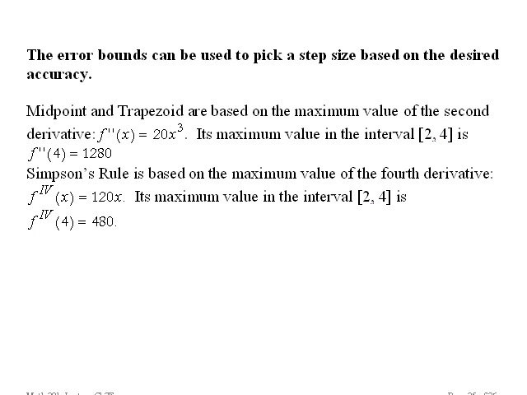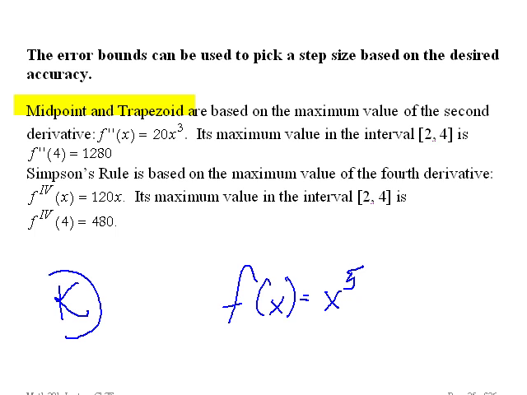So this is how we do it. If you remember, for the midpoint and trapezoid rules, the error was based on the second derivative. So we start with a function. In this case, we're doing the same function that we did before, x to the fifth. There was a k value in each one of them. For midpoint and trapezoid, it depends on the second derivative. For Simpson's rule, it depends on the fourth derivative. So we go ahead and take those derivatives.